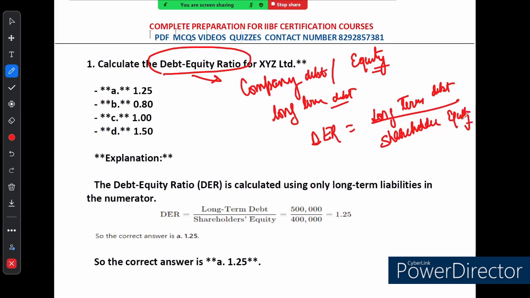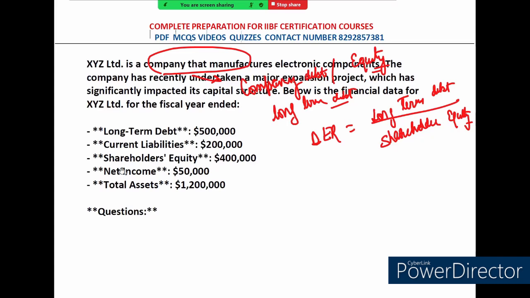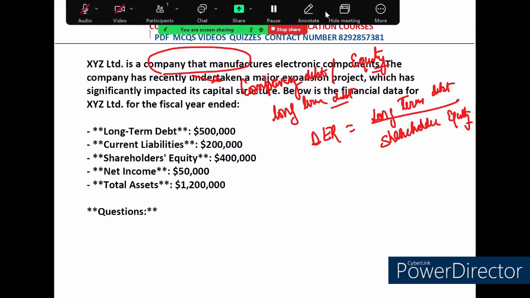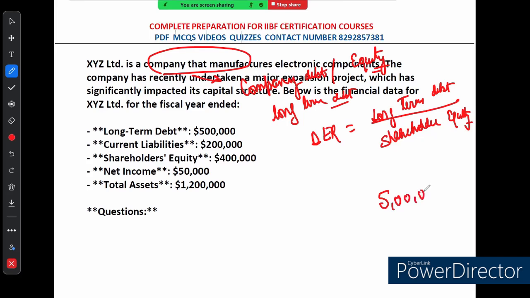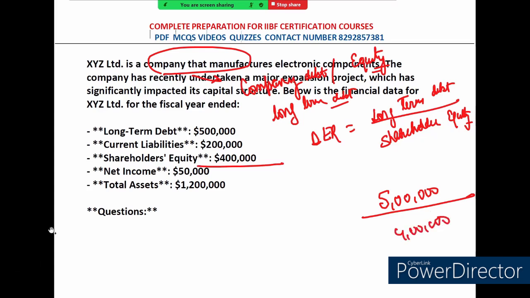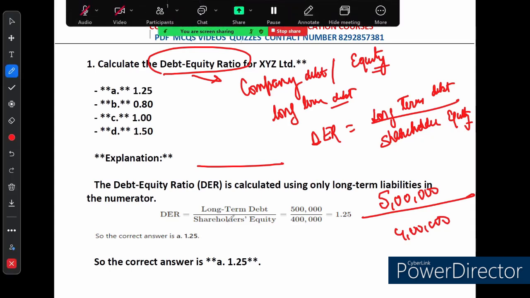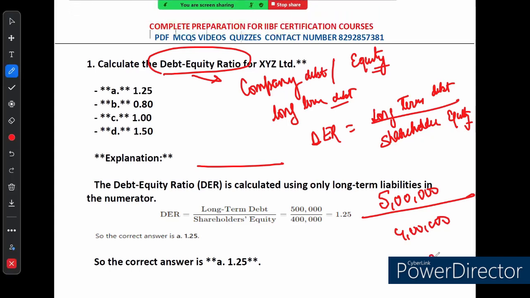So now in this case, can you tell me what is the long term debt? Let me move to the previous slide, and you can see it here. Long term debt is how much? $5 lakh. So our numerator will be $5 lakh. And what about the shareholder equity? It is nothing but $4 lakh. So if we divide both of them, what will you get? You will get debt equity ratio which is equal to 1.25. So the correct answer is option number A, that is 1.25.